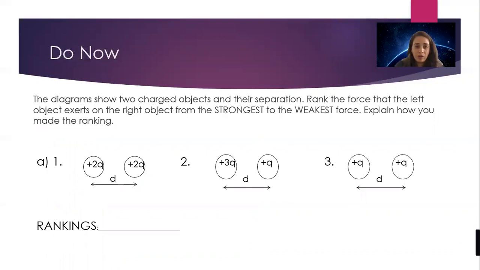In your classwork document, you should answer this at the very beginning. It says here we have 3 diagrams. The diagrams show 2 charged objects and the separation, so the distance between them. Rank the force that the left object exerts on the right from the strongest to the weakest force, and then explain how you made your ranking.